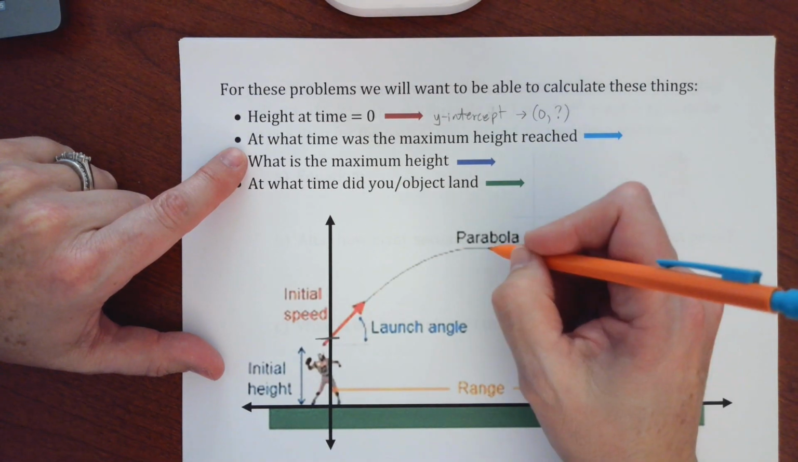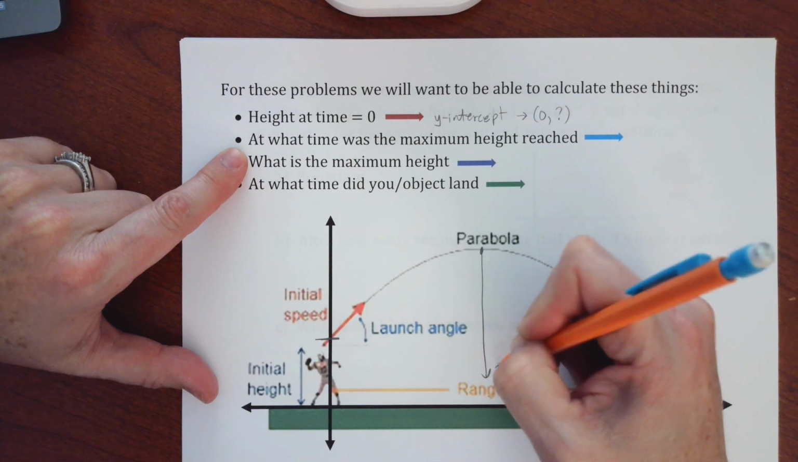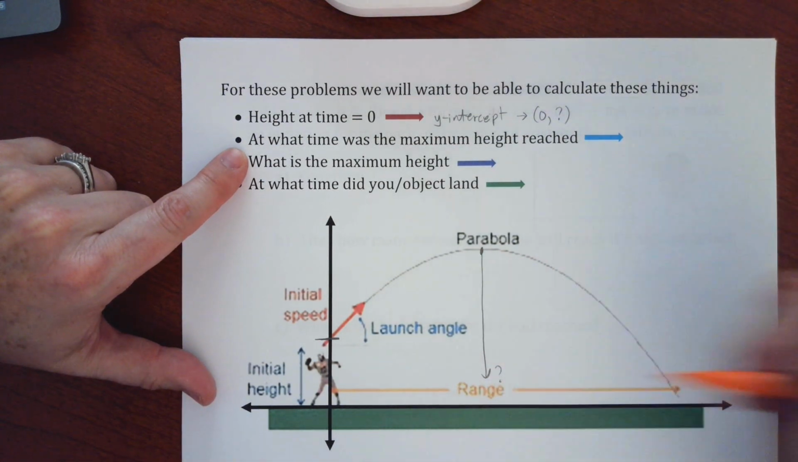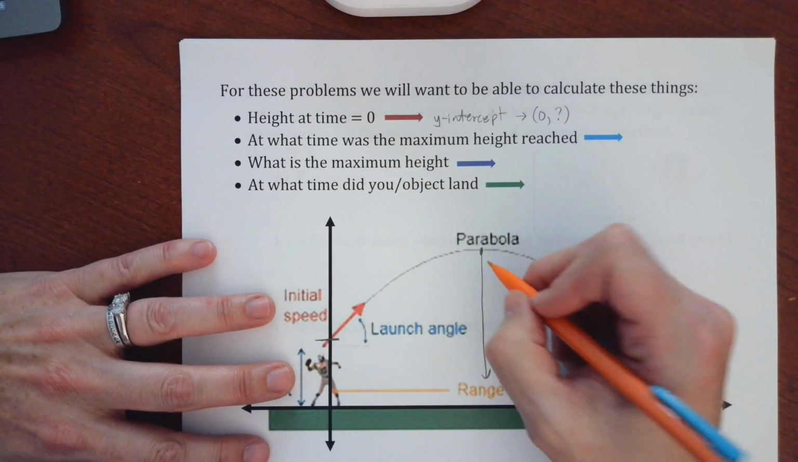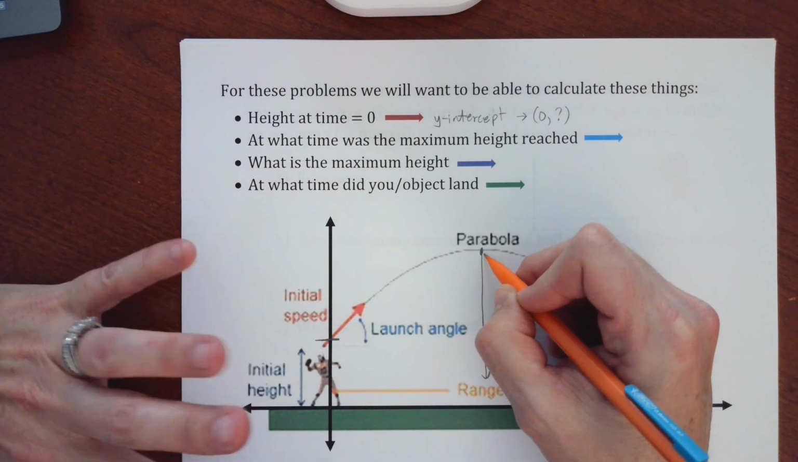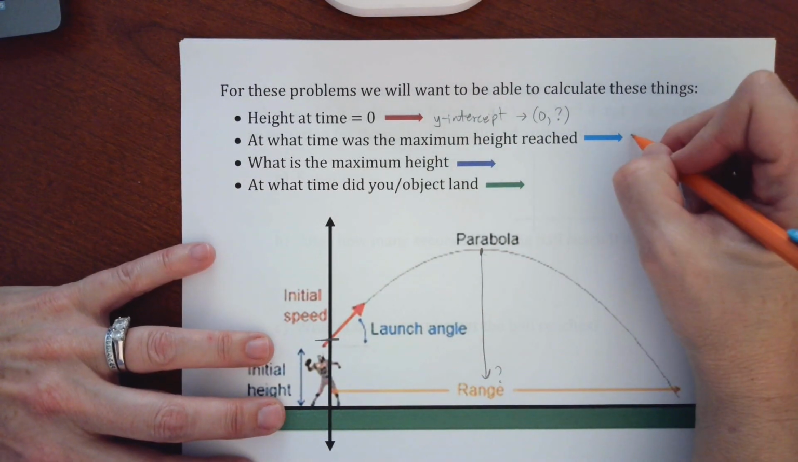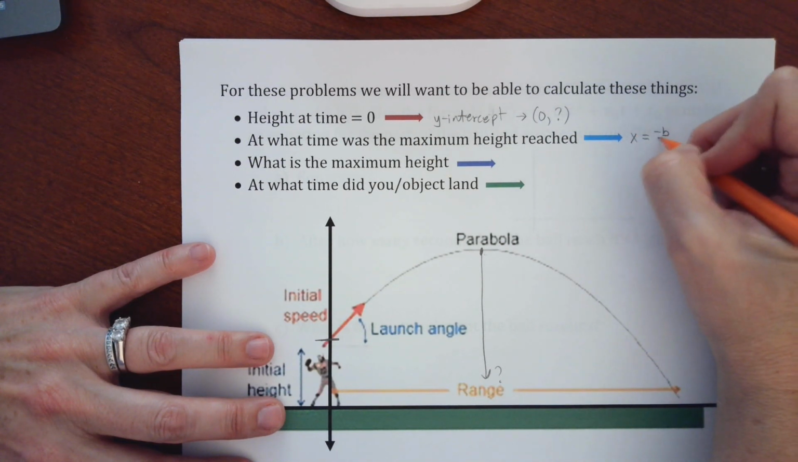At what time was the maximum height reached? So that's going to be where our maximum height is, and I want to know what time this came from, right? What time did it happen? So that's going to be our x value, or our t value in this case. So it's going to be the x value, or the t value, you can say, of the vertex. And we're going to find that by using the formula for the x value of the vertex, negative b over 2a.